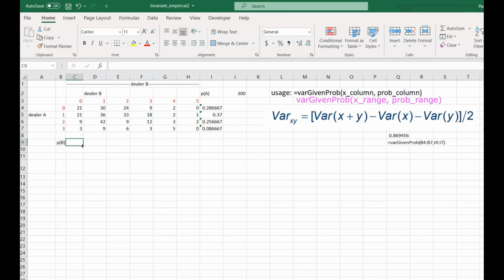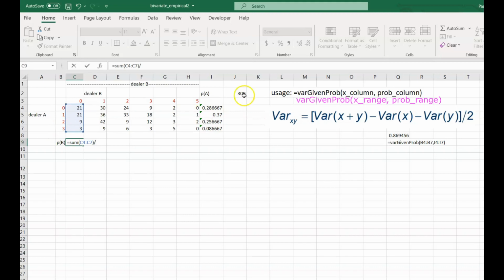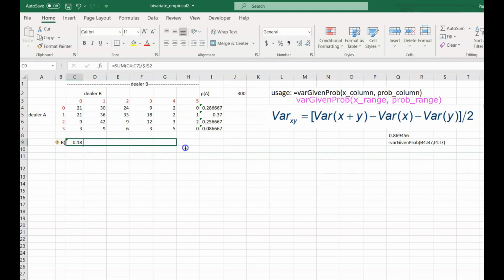Okay, so the first one will be the summation of all the zero. They didn't sell any cars. The total number of the days divided by 300. So hit F4. Okay, so this is 18%. Then we copy paste, and we have 0, 1, 2, 3, 4, 5. We have 6 values, and we have 6 probabilities.